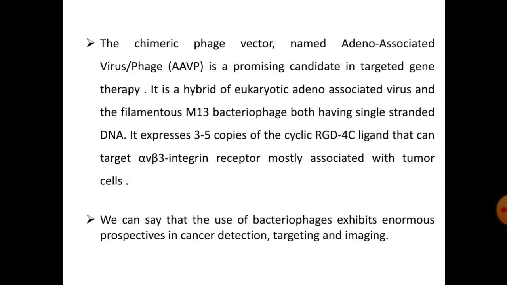The chimeric phage vector, named adeno-associated virus phage, is a promising candidate in targeted gene therapy. It is the hybrid of eukaryotic adeno-associated virus and the filamentous M13 bacteriophage, both having single-stranded DNA. It expresses 3 to 5 copies of the cyclic RGD4C ligand that can target alpha-5 beta-3 integrin receptors, mostly associated with tumor cells. So we can say that the use of bacteriophages exhibits enormous perspective in cancer detection, targeting, and imaging.